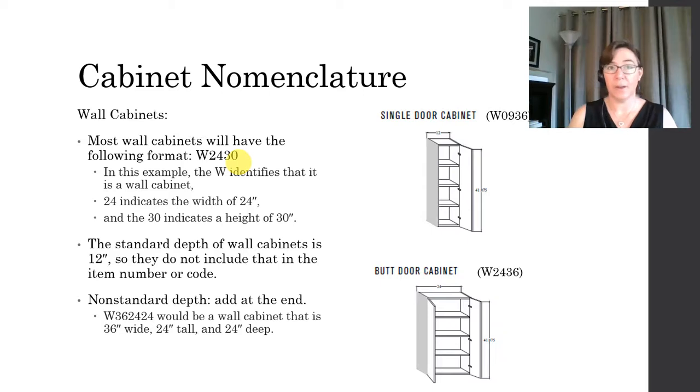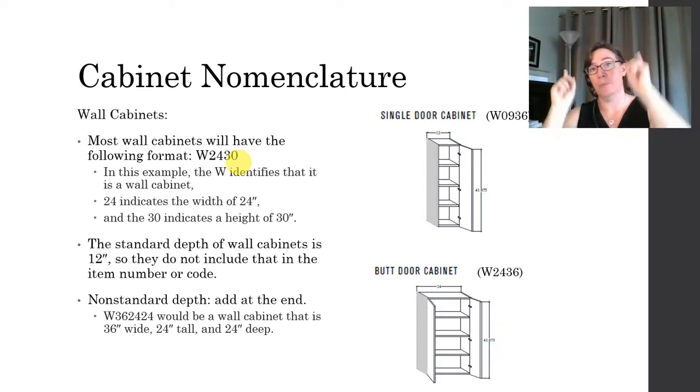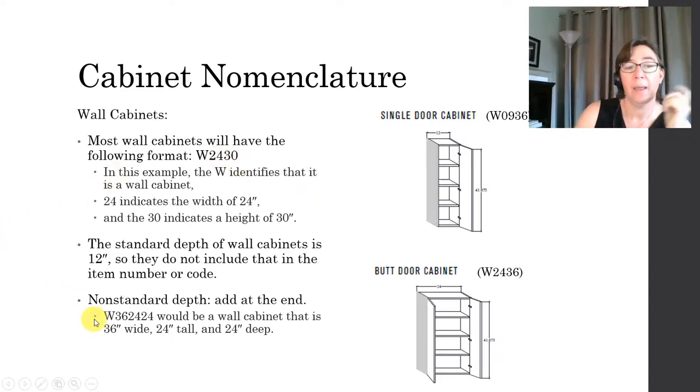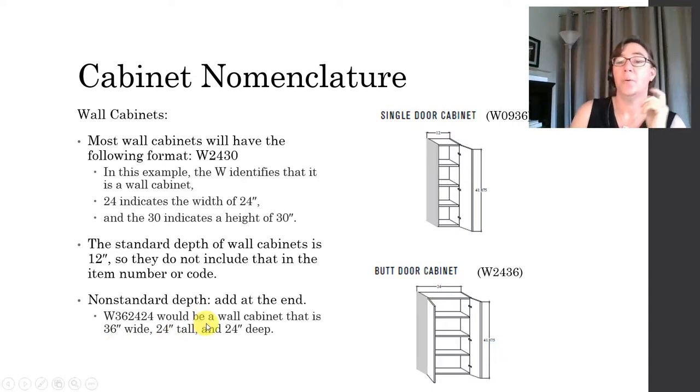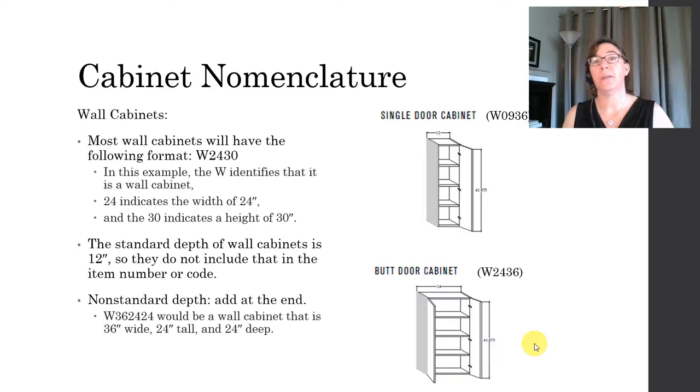If there is a non-standard depth, for example, remember those cabinets that go above the refrigerator, then you'd add that third number on there. So a W36 24 24 would be a wall cabinet because it's W, 36 wide, 24 tall, and 24 deep. Now, what they don't indicate on here is whether it has one door or two doors. Remember that manufacturers usually have a particular height where they switch over from a one-door to a two-door unit, and that is not indicated usually in the nomenclature.